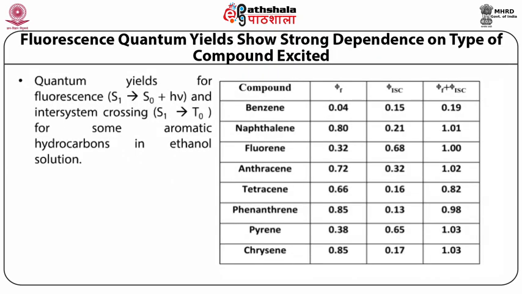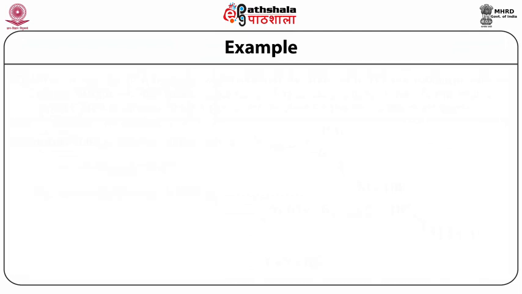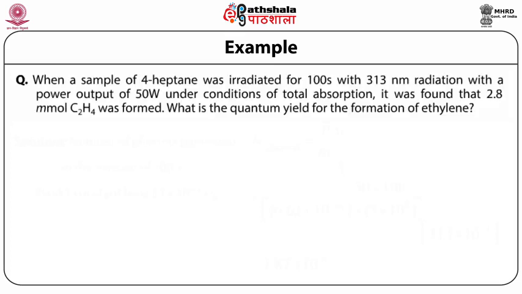Quantum yields for fluorescence, which goes from S1 to S0 by emitting light of energy h nu, and intersystem crossing S1 to T0, for some aromatic hydrocarbons in ethanol solutions are expressed in this table. Here is an example for finding the phi values for different experimental processes. First example: let us take a sample of 4-heptane which was irradiated for 100 seconds with 313 nanometer radiation with a power output of 50 watt. Under conditions of total absorption, it was found that 2.8 millimole of C2H4 was formed. What is the quantum yield for the formation of ethylene?